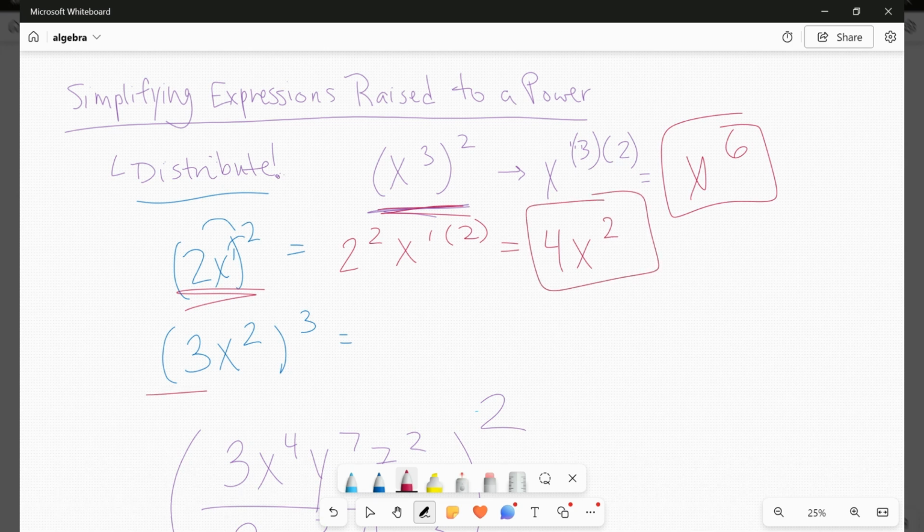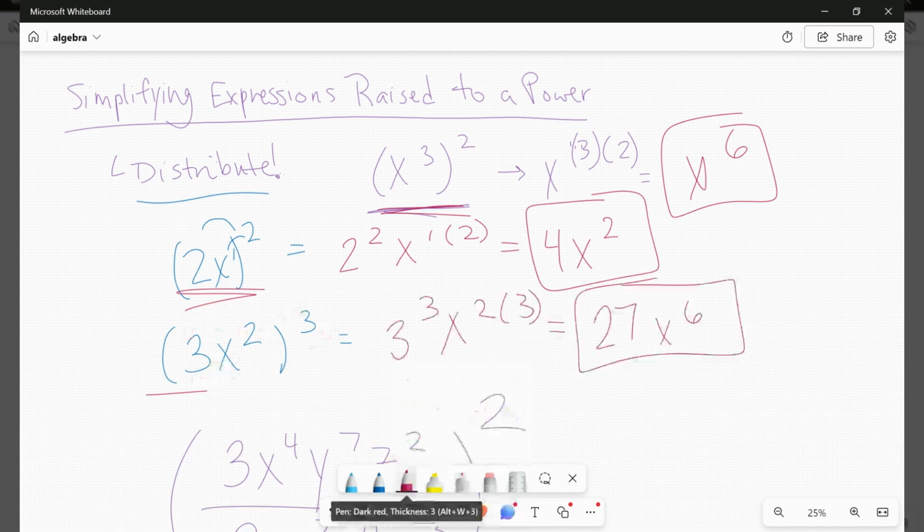Okay, now moving down to this example here. We have 3x squared, so this 3 raised to the third power should go both to the 3 and to the 2. So 3 to the third power, x squared to the third power. 3 times 3 times 3, 27, x to the sixth power. So it's pretty simple. It's just an important concept to make sure you're familiar with and you understand.